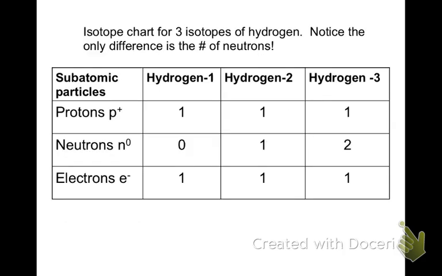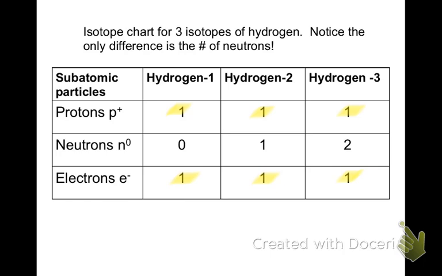Here we have a chart of the 3 different isotopes of hydrogen. So one thing I want you to notice here is that everything stays the same in these atoms except for the neutrons. So hydrogen 1, hydrogen 2, and hydrogen 3 all have the same number of protons because that's what makes it hydrogen. Hydrogen has 1 proton. Because they are all electrically neutral, they all have an equal number of electrons to protons. But they do have different mass numbers.